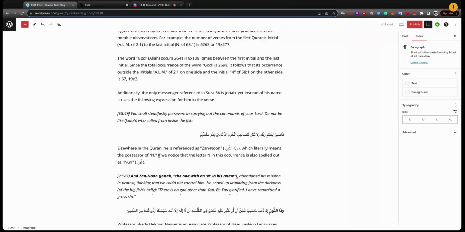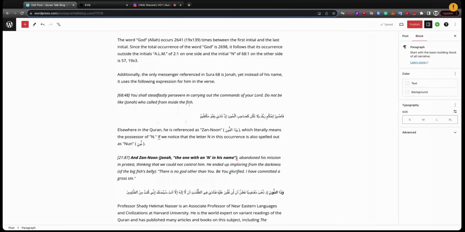There's another sign in Surah 68. In Surah 68, the only messenger that is referenced is Jonah, but it doesn't use his name. It says, "You shall steadfastly persevere in carrying out the commands of your Lord. Do not be like Jonah, who called from inside the fish."